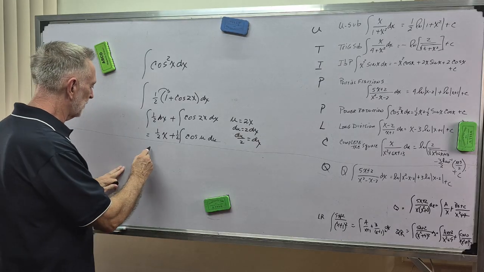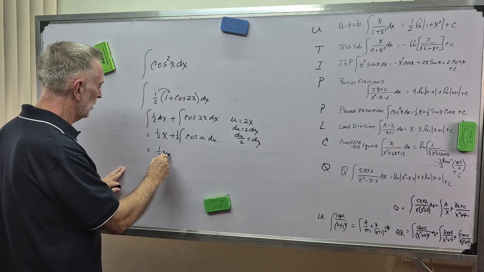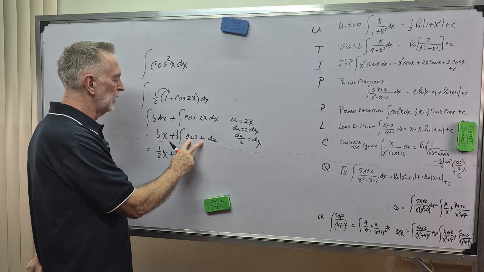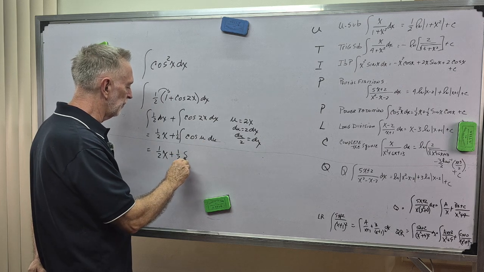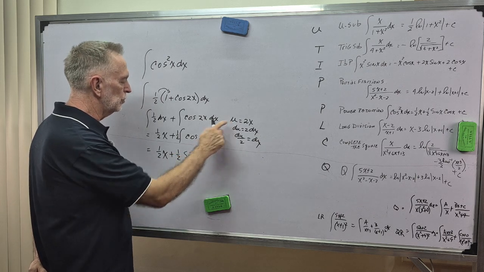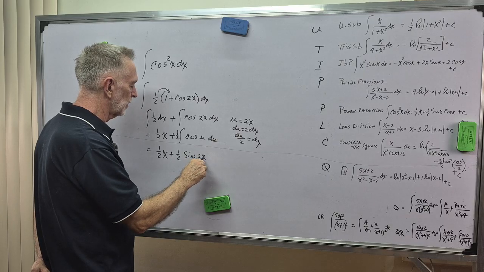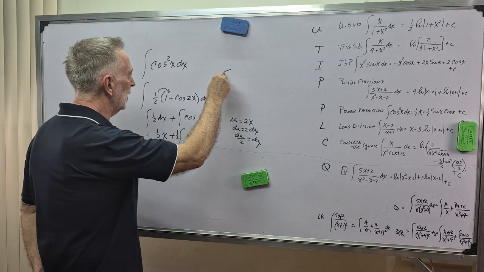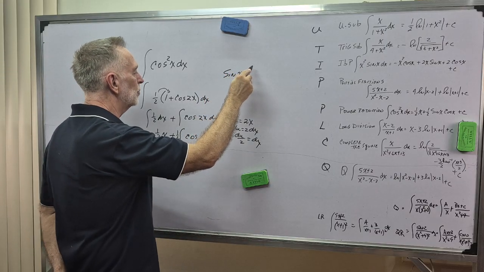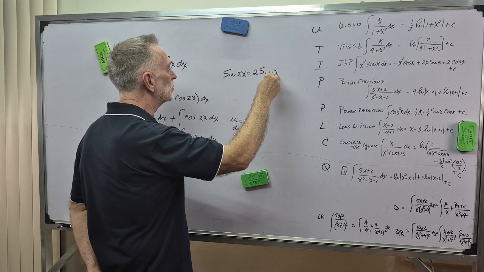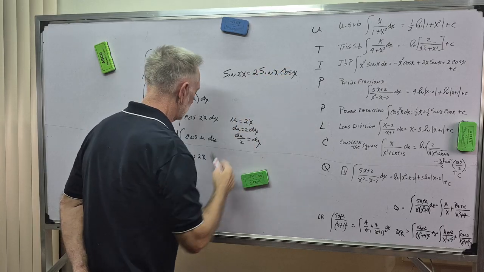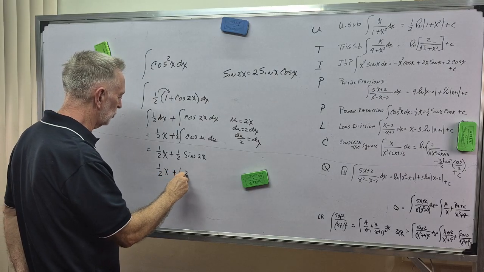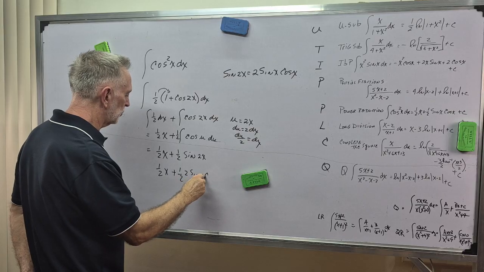Rock on, okay? All right, so we have 1/2 x plus 1/2 y. What's the integral of cosine u? It's positive sine u. But what is u? U is 2x. Now then, there's another trig identity out there. It says the sine of 2x equals 2 sine x cosine x. So I'm going to change that. So I have 1/2 x plus 1/2 times 2 sine x cosine x.